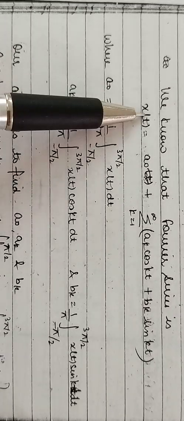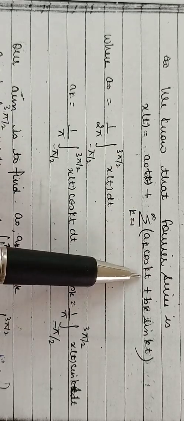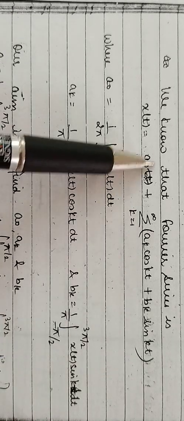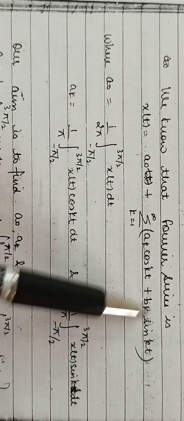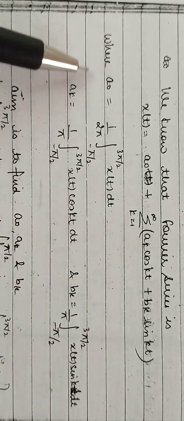Now by definition, the Fourier series is given by a naught plus summation of ak cos kt plus bk sin kt. Now we will find a naught, ak and bk, which are called Fourier coefficients. So firstly, let us find a naught.